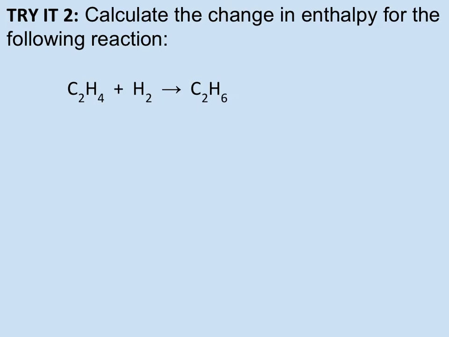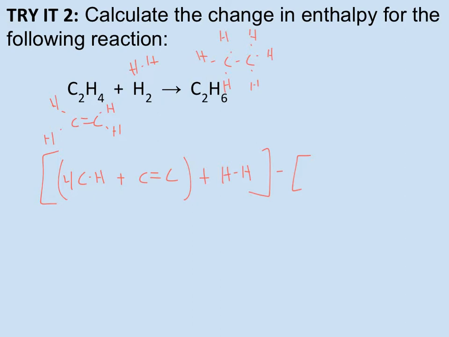So C2H4 has a double bond. That's why there's only 4 hydrogens attached. And then the H2. And then the C2H6 is what we say is saturated because it's got 6 hydrogens. It's got the maximum number of hydrogens that it can hold. So I've got 6 CH bonds over here plus the carbon-carbon single bond.